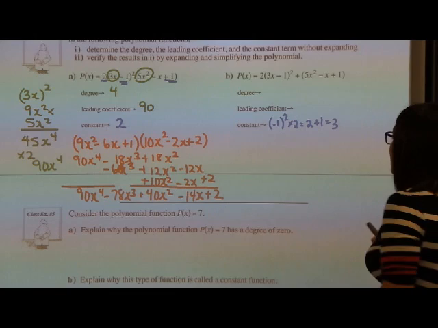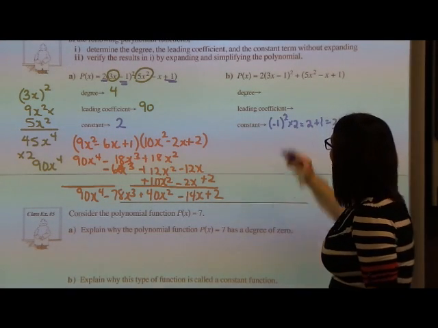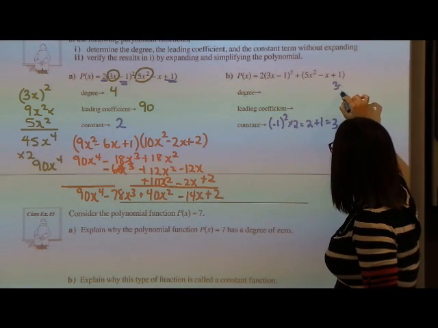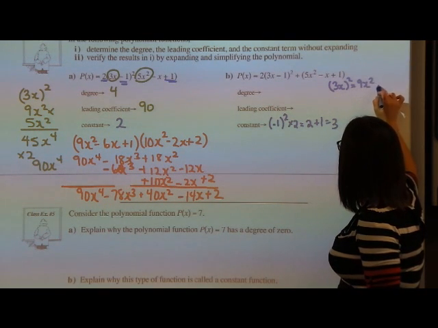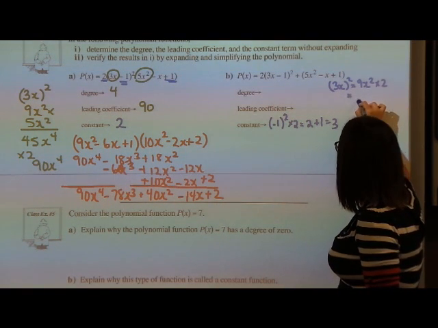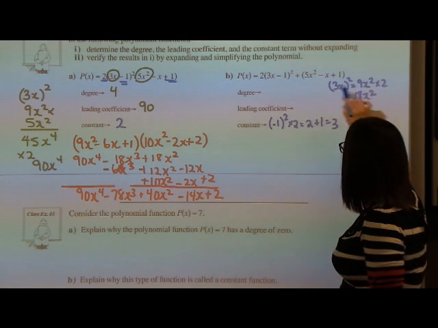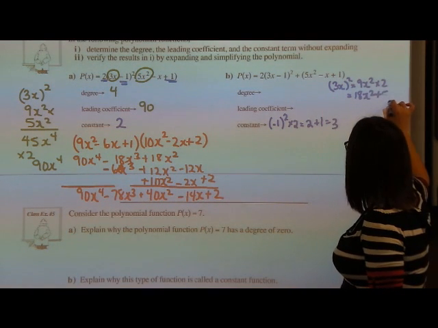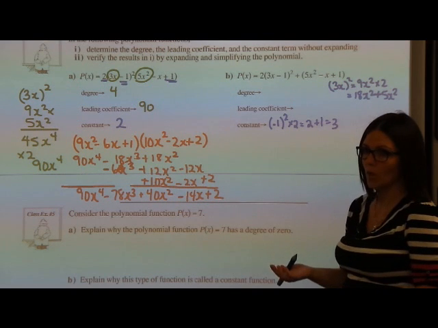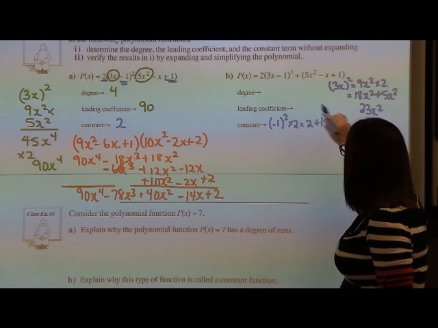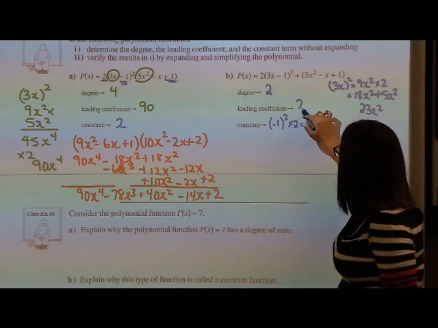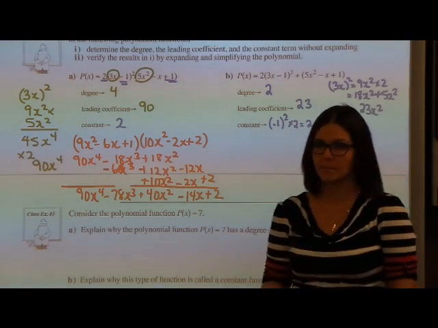When I look at my degree, I'm going to take that 3x and square it to give me the 9x squared. I'm going to multiply it by 2 to give me the 18x squared. But now I'm adding it to the 5x squared. I'm not multiplying it. So I get 23, a coefficient of 23.